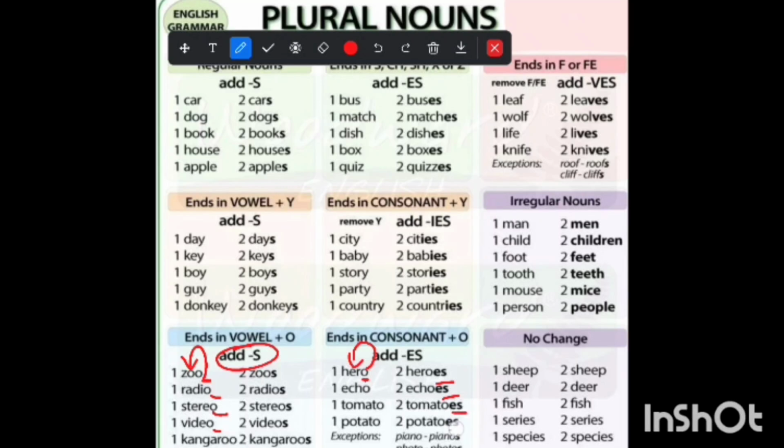Got it? Understood this, Chaitra? Any doubt? Just add ES, that's all.